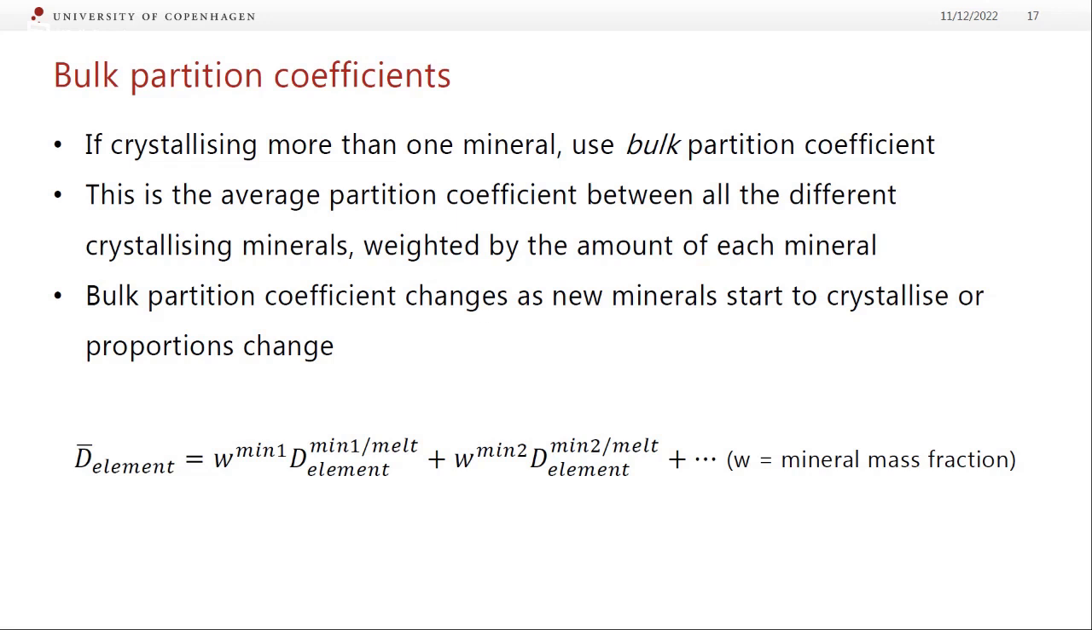So if we had 70% plagioclase and 30% olivine, and we wanted to find the bulk partition coefficient for rubidium, we need to do 0.3, 30% olivine, times the olivine over melt partition coefficient for rubidium, plus 70%, so this would be 0.7, times the plagioclase over melt partition coefficient for that same element. Yeah. This is still only trace elements? Yeah, because we're using partition coefficients. So, yeah.